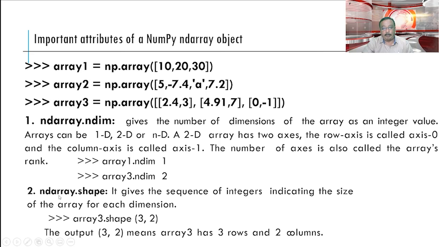Coming to the next attribute, ndarray.shape. It gives a sequence of integers indicating the size of the array for each dimension. For example, array3.shape will give you 3 comma 2, which means it has 3 rows with 2 columns. The output 3 comma 2 means the array 3 has 3 rows and 2 columns.